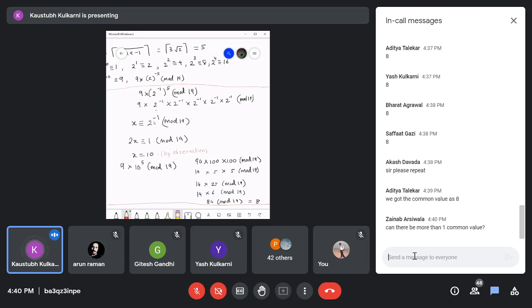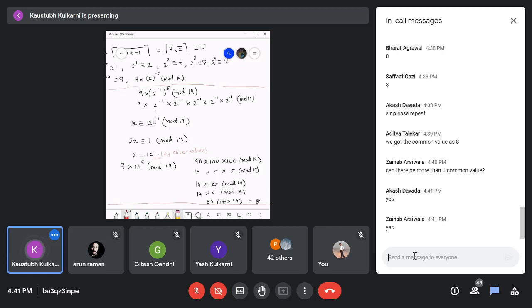Can there be more than one common value? Okay, is it clear up to this point what we are doing till now? Is it clear up to this step? Yes. Okay, so we found the multiplicative inverse of 2 mod 19 as 10.